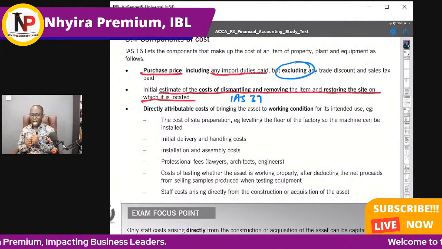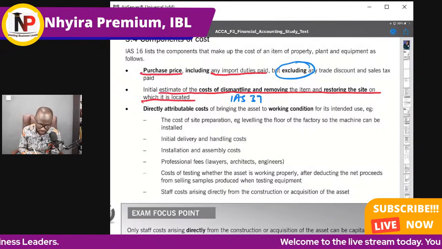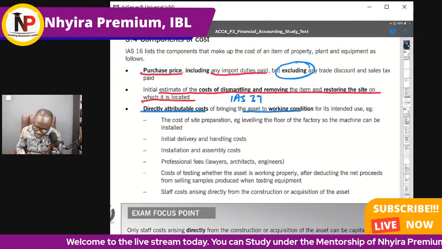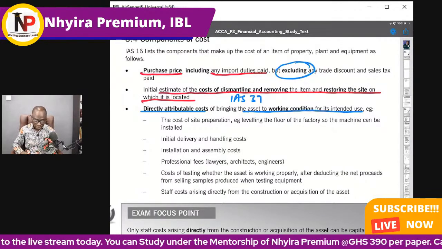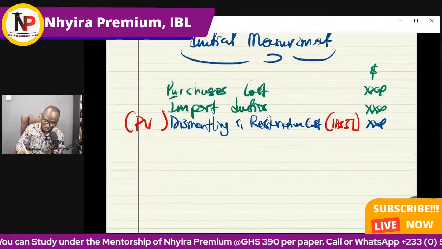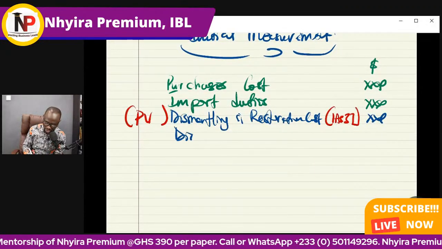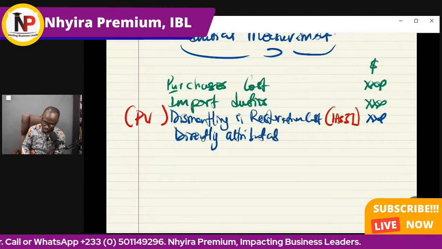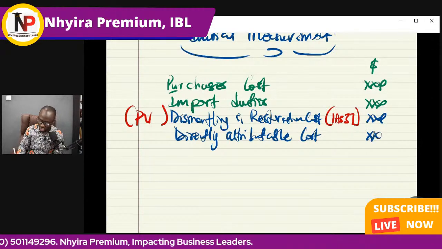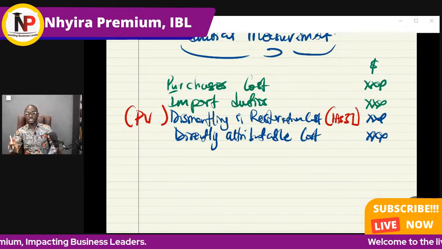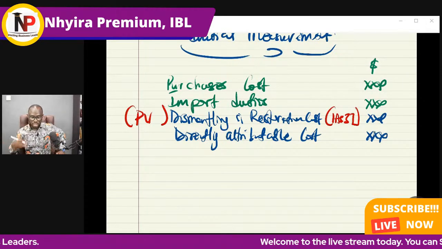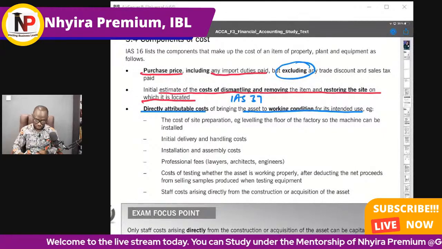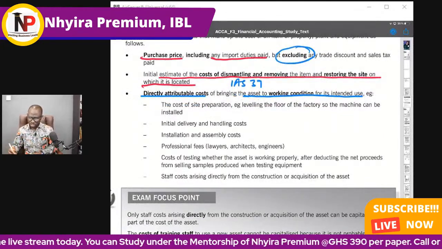Then the third item that IAS 16 lists is directly attributable costs of bringing the asset to working condition for its purpose. Directly attributable cost of bringing the asset to its working condition or present use. So when we say directly attributable cost, what are some of the things we're talking about here?